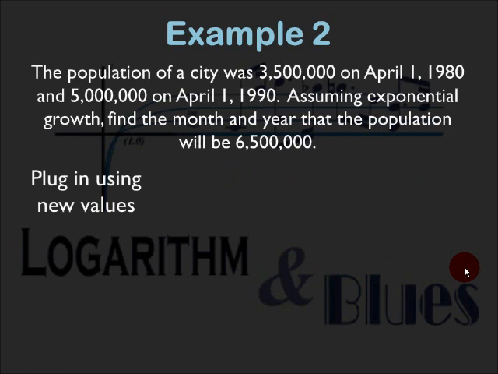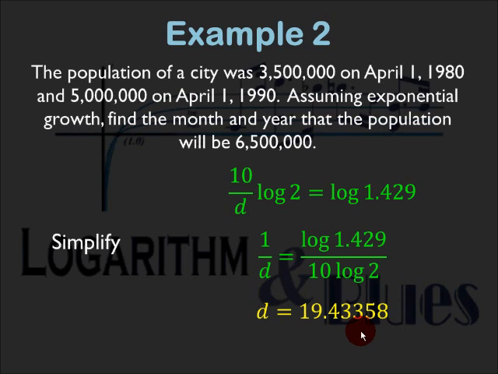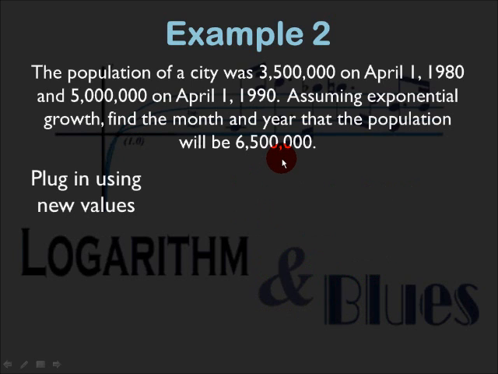19.3358. This represents, I'll go back, this represents the doubling rate. It takes about 19 years for the population to double. Now what we want to know is how long it takes for it to reach 6.5 million. So we're going to have to come up with a new equation to do that. And we're going to use new values.